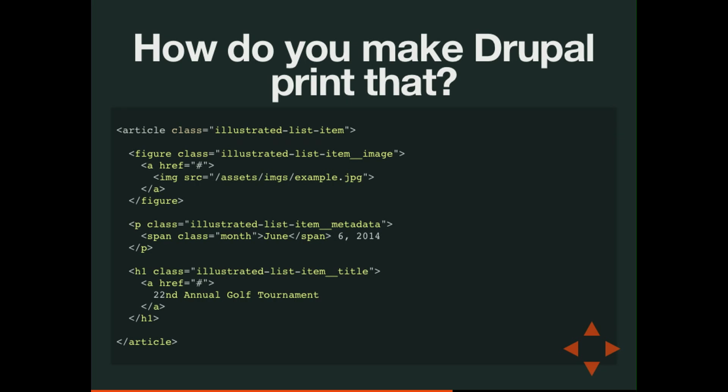We've written CSS classes that describe visually what these things are. They're not Drupal's internal understanding. We've got a class that says illustrated list item underscore underscore image, and we have this SMACSS system that tells us how we name our CSS classes in ways that make sense for design, not in ways that make sense for Drupal's internals. Then our task becomes, okay, how do we get Drupal to print something like this?